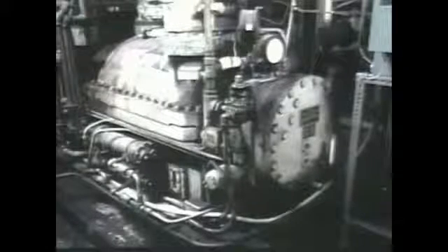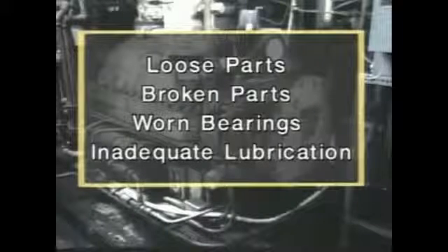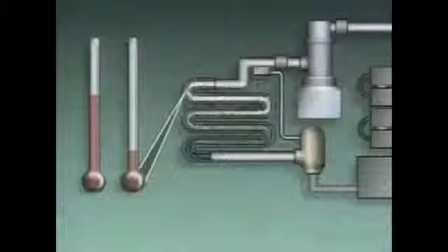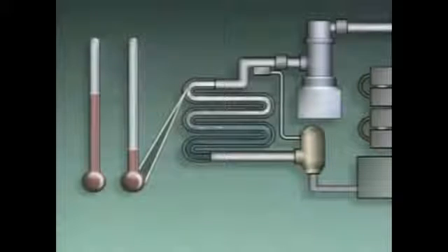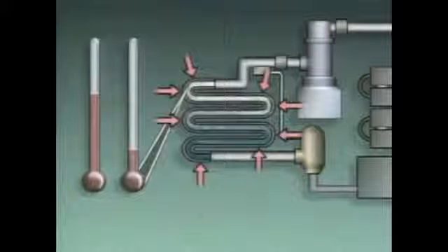Compressor malfunctions can cause problems in a refrigeration system. Typical causes of compressor problems include loose or broken parts, worn bearings, and inadequate lubrication. Overloading is another refrigeration system problem. Overloading occurs when the area or substance that's being cooled contains more heat than the refrigeration system can remove. In this situation, the compressor may operate continuously, but the desired temperature will not be reached.